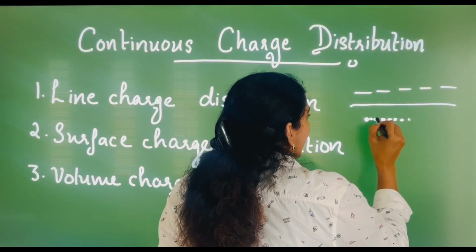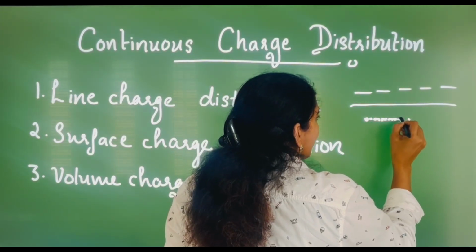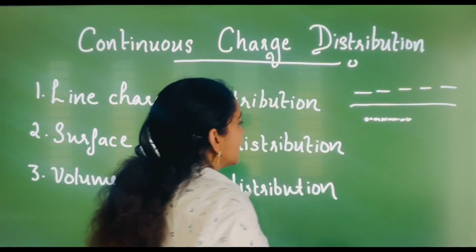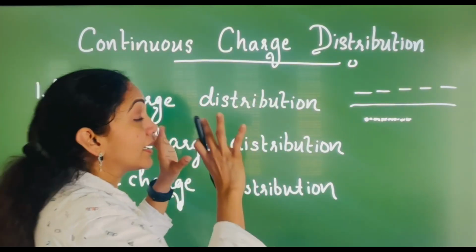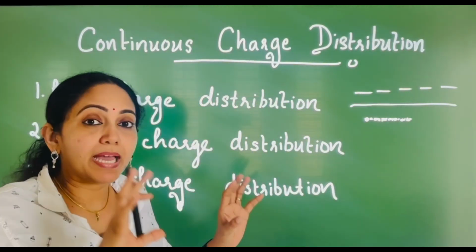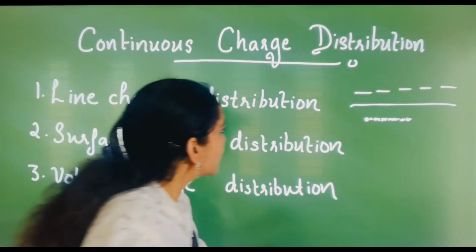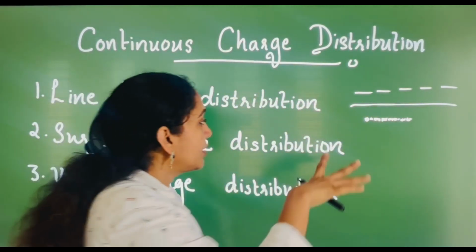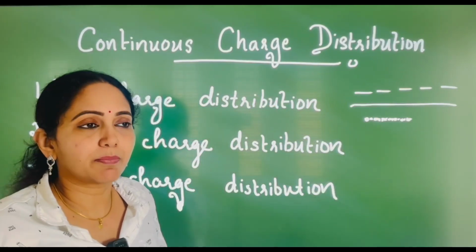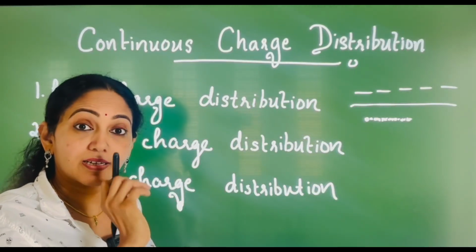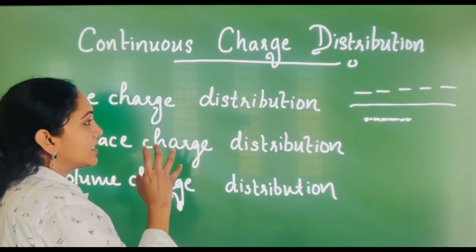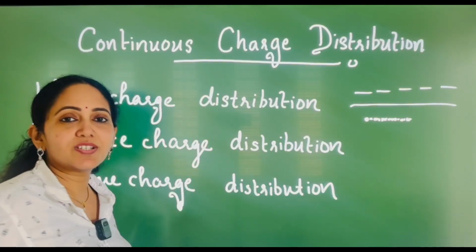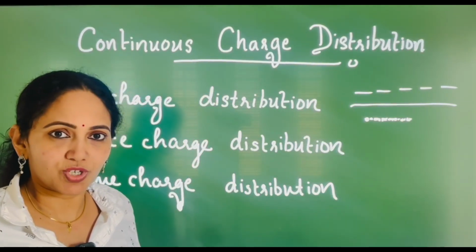But while it is closely packed and we are treating this distribution on the macroscopic scale, individual charges are felt only on a very microscopic scale. If we observe and treat it at a macroscopic level, we take it as a continuous charge distribution.